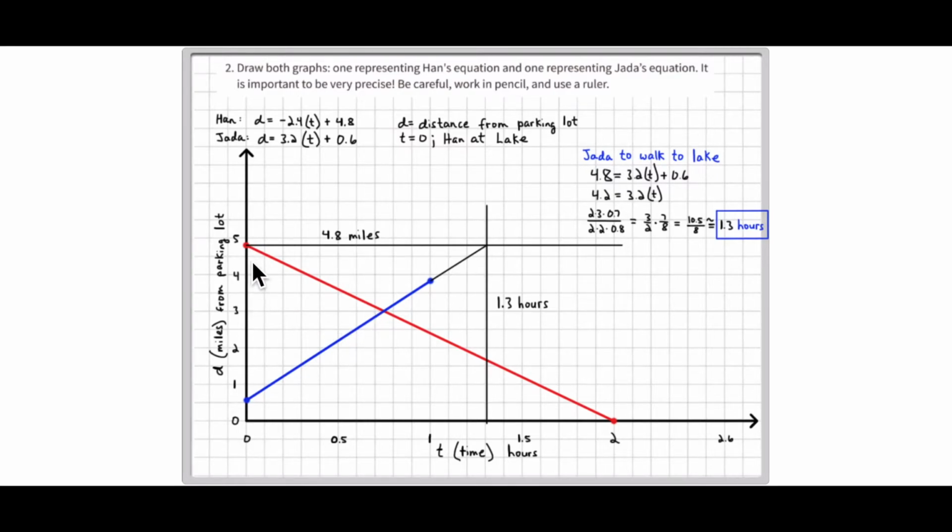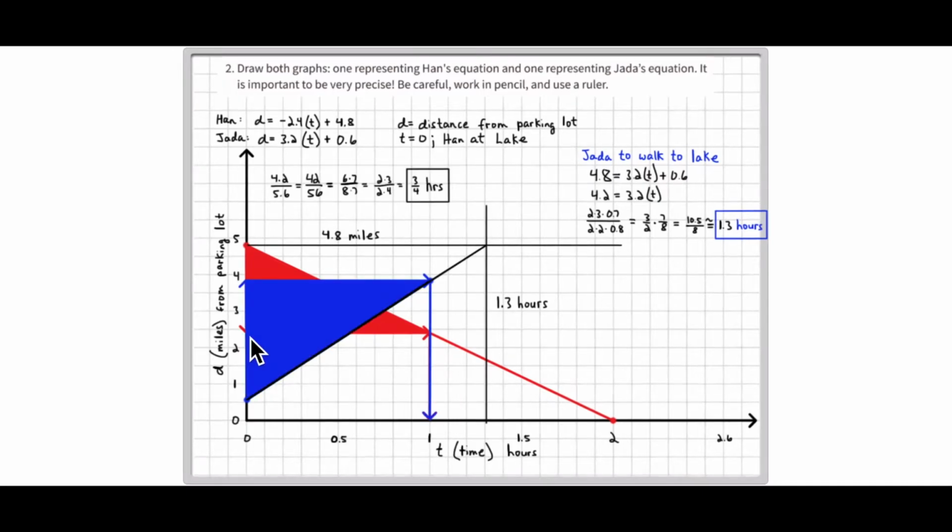And so that gap is 4 2/10 miles. So it's the 4 8/10 miles that Han is away from the parking lot, minus the 0.6 of a mile that Jada is away from the parking lot at time 0. So that calculation is right here. This is 4 8/10 minus that 0.6. So we'll get to that in a moment. But Han walks that distance at a rate of 2 4/10. So he closes this gap at a rate of 2 4/10 miles per hour. Jada closes the same gap at a rate of 3 2/10 miles per hour.